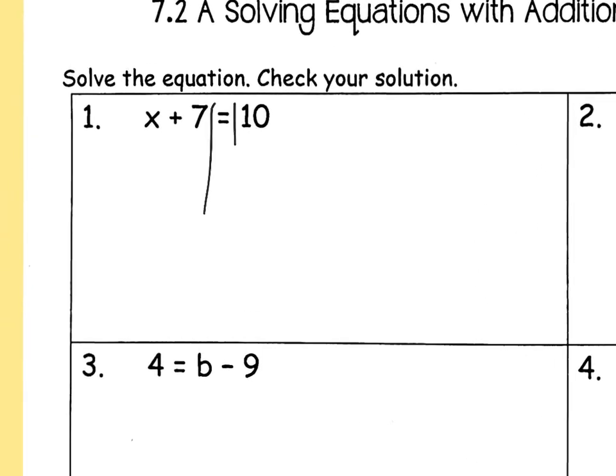So first thing I'm going to do is draw my railroad track, isolate the variable. I'm going to minus 7. That's gone now. Left with x. Minus 7 here. We get 3. Put a box around your answer. 3 plus 7. I plug it back into where the x is. I got it correct. All right.